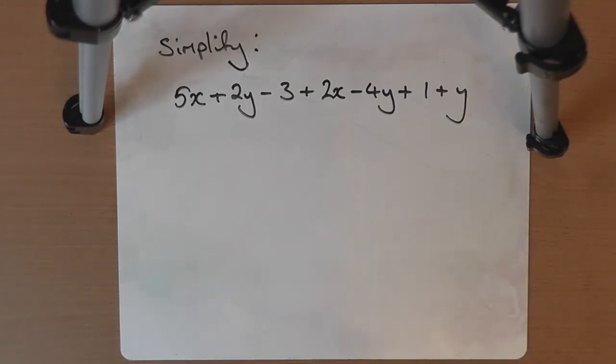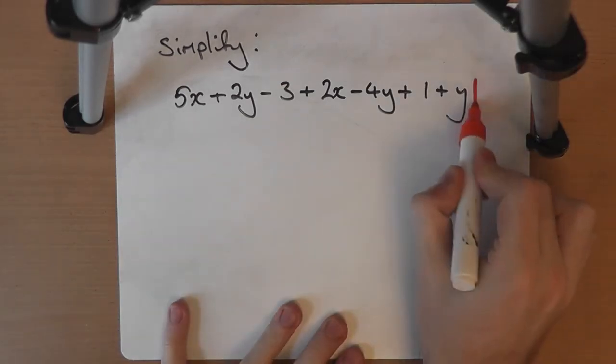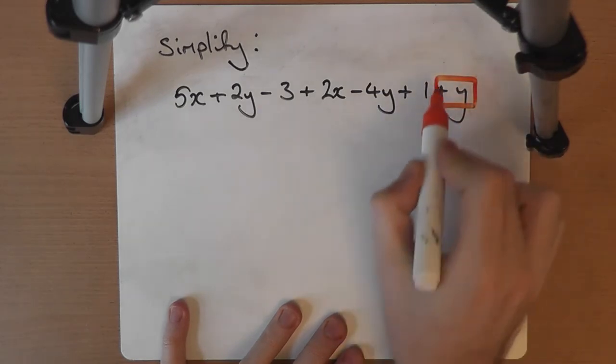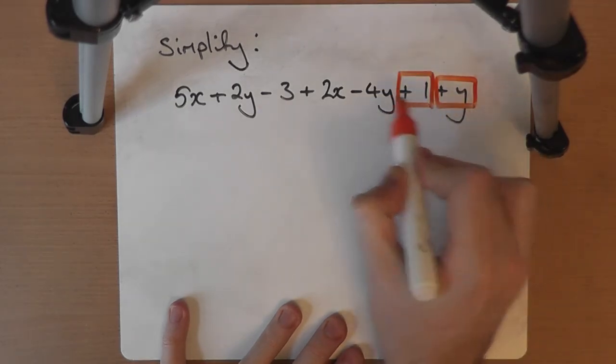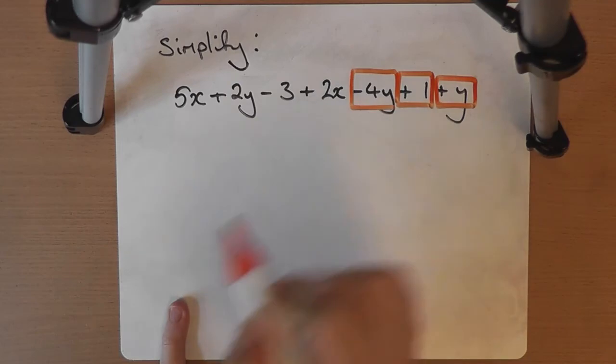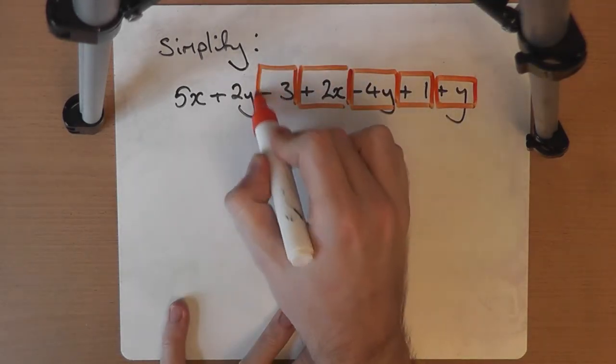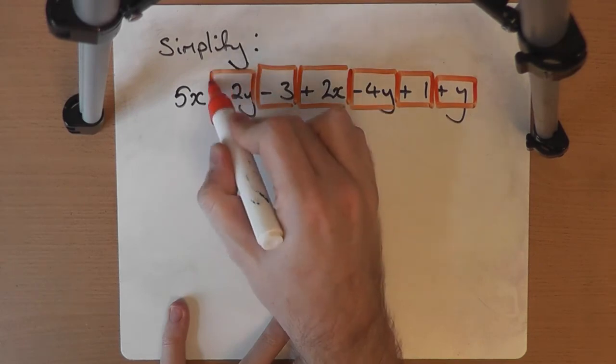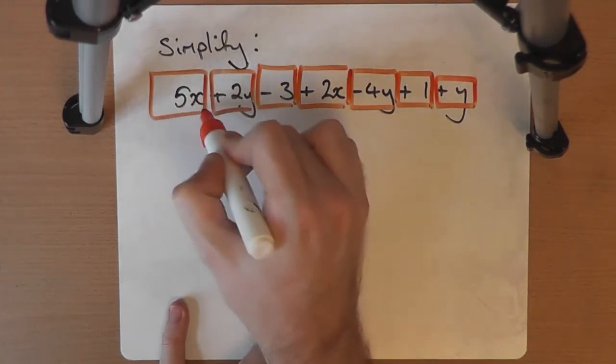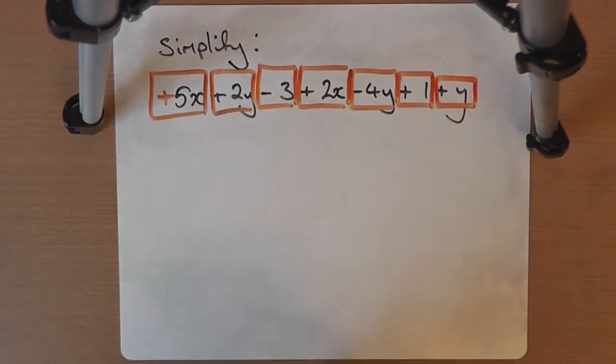We're going to box off one term and the sign in front of it so that we are then gluing the sign to the particular term. We're not going to have any signs going missing or attaching themselves to the wrong thing. So we're going to box off the y and the plus in front of it, the 1 and the plus, the 4y and the minus in front of it, that 2x and the plus there, the 3 and the minus, the 2y and the plus in front of it, and the 5x at the front, which we could make into a plus if we wanted to.